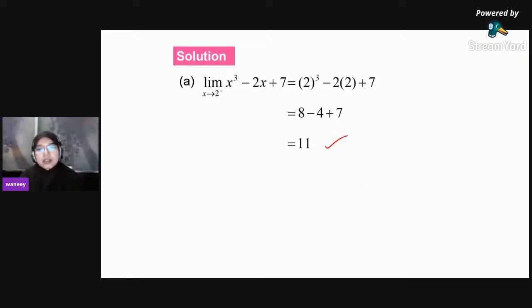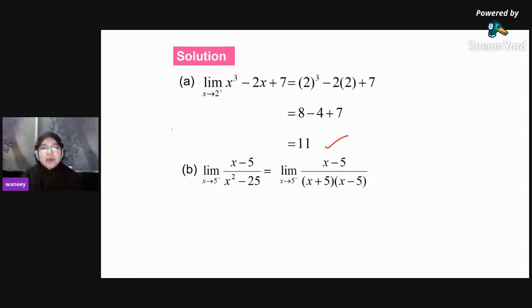So this one is done. B. The limit as x approaches 5 from the left hand side for (x minus 5) over (x squared minus 25). If you simply substitute x equal to 5, you will end up with 0 over 0. 5 minus 5 is 0, and 5 squared minus 25 is also 0. So since it is 0 over 0, there are two methods to solve it: we either factorize or multiply with the conjugate.